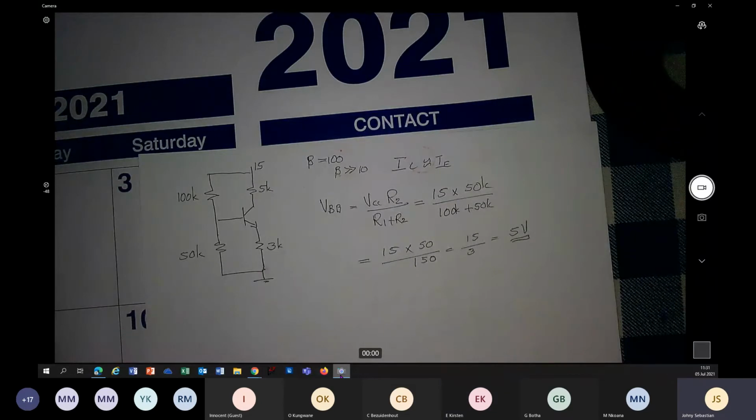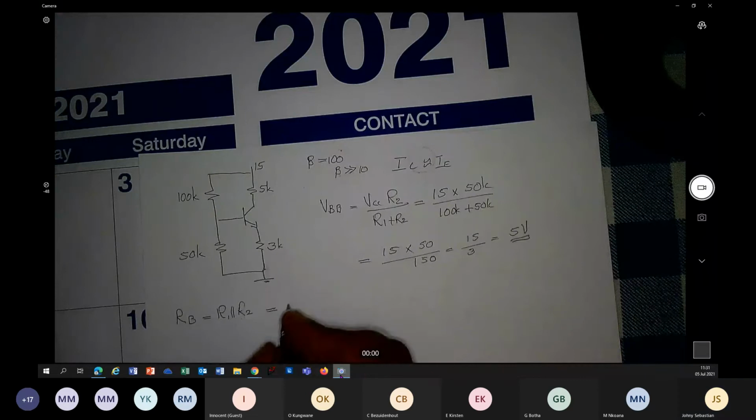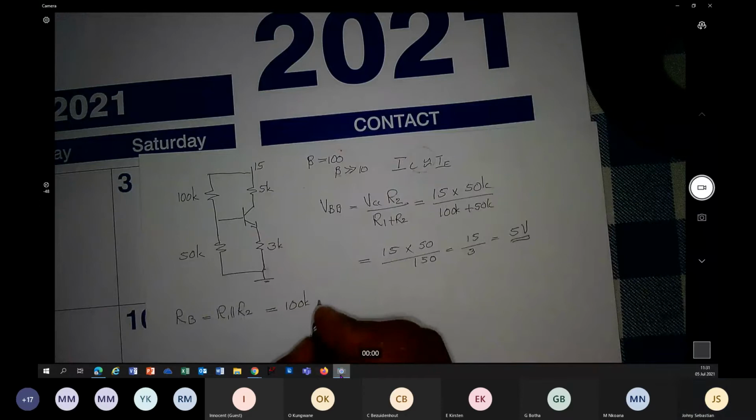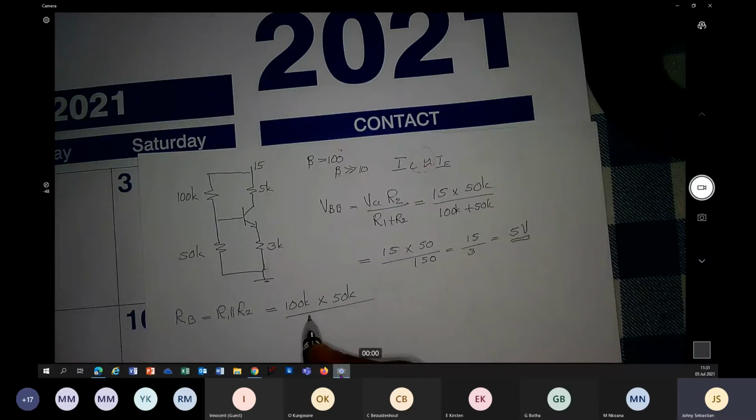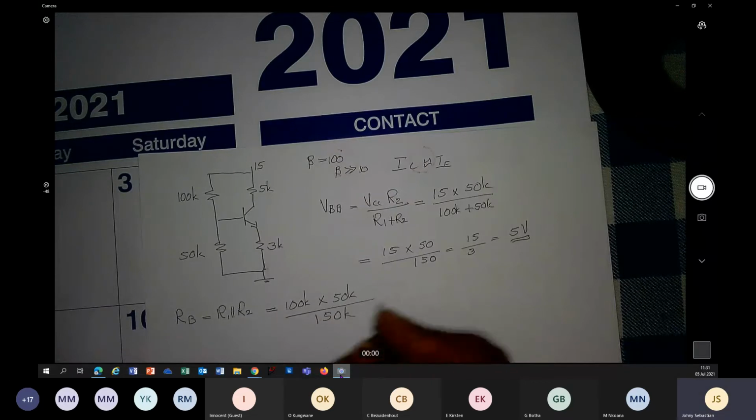Next point is RB equals R1 parallel R2. That is 100K times 50K divided by 100K plus 50K, which is 150K. Give me the answer, please.